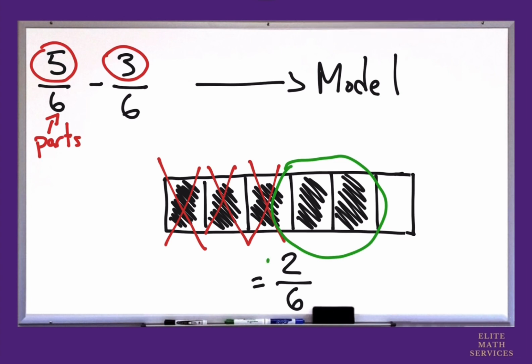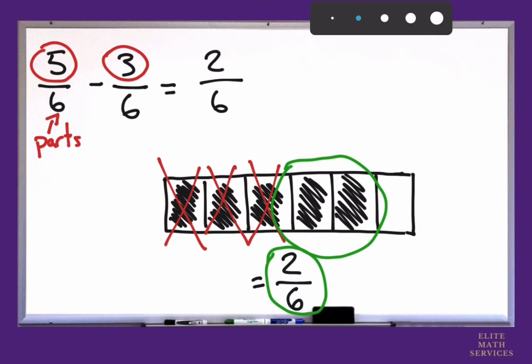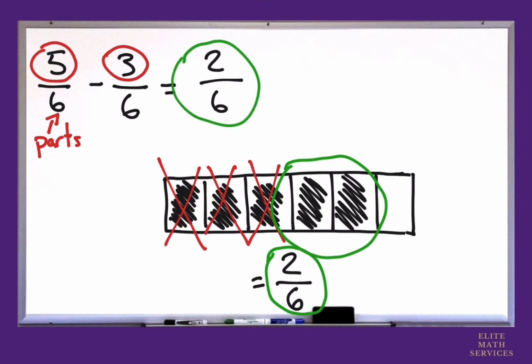There is a part that is unshaded, and that is something that we do not worry about. So disregard the part that is unshaded. So 5 over 6 minus 3 over 6 is equal to 2 over 6.